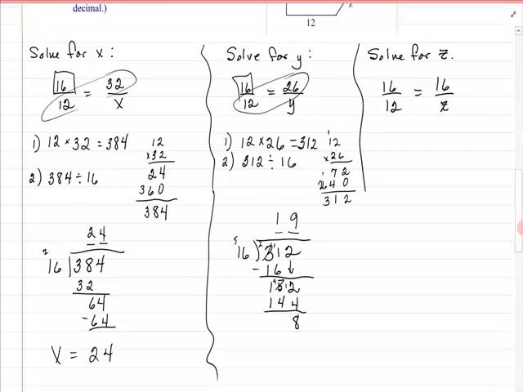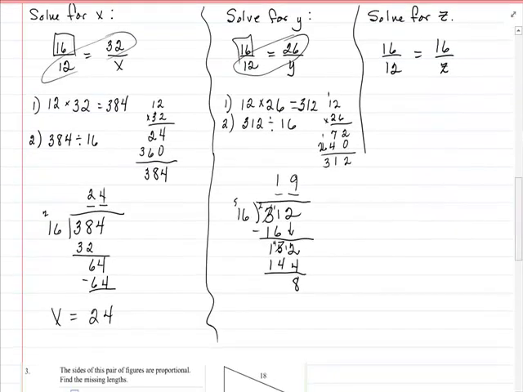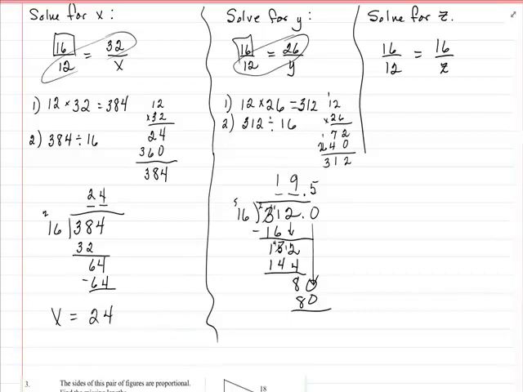And the instructions said, now do I go to decimals or what? It says an integer or a decimal. Then that means add a decimal point and bring down a 0. And it goes in there 5 times, and 5 times 16 is indeed 80. So that one is done. And by the way, this problem number 3 is not even supposed to be here because there is not a problem 3. So ignore this down here. So that means that y is 19.5.